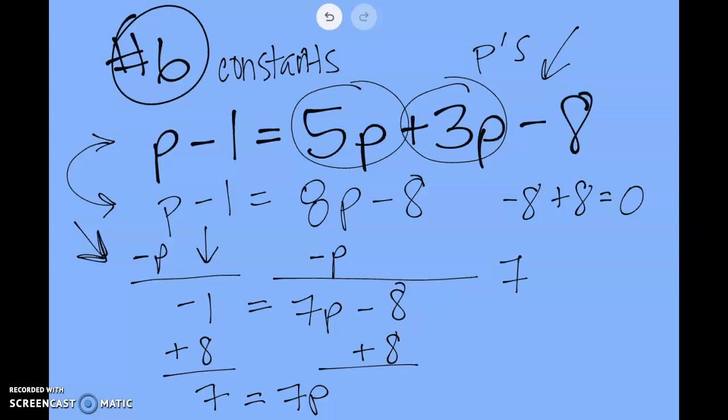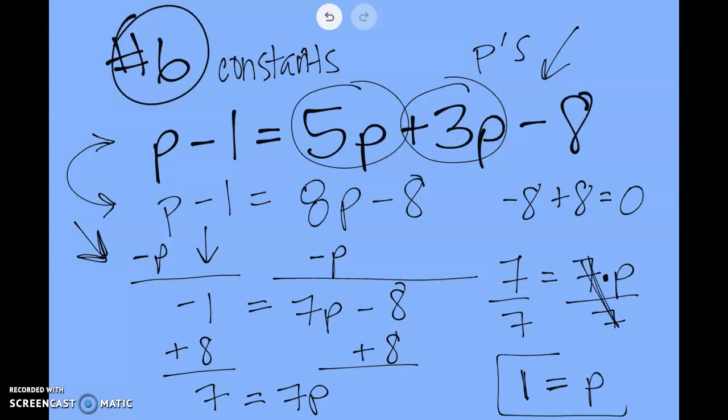I'm going to bring this up here to finish this problem. 7 is equal to 7p. P is not by itself. There's this invisible multiplication that we can't see. So we need to divide both sides by 7. Well, 7 divided by 7 gives me 1 on both sides, so P is equal to positive 1.